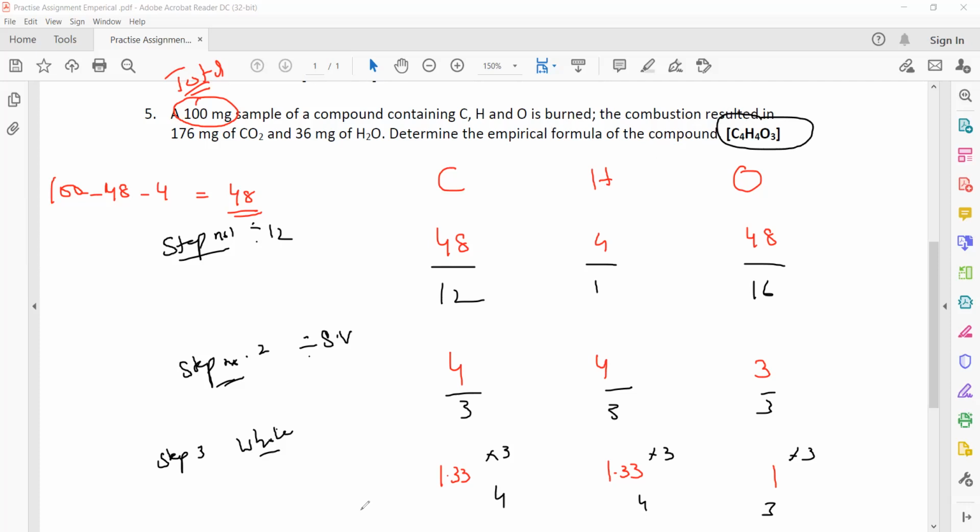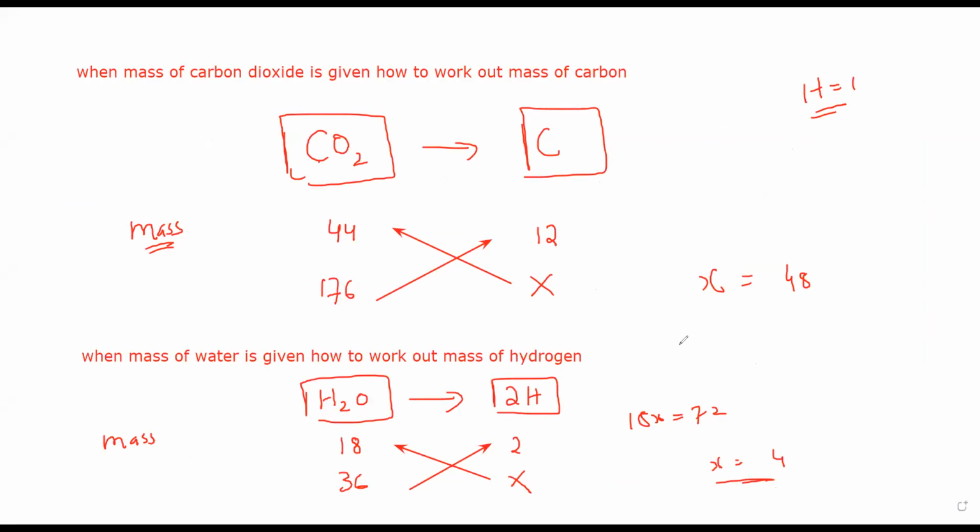The important thing you have to know is that whenever a question involves the mass of carbon dioxide and the mass of water, this is always the way to work out the mass of carbon and hydrogen. Always the ratio will be 12 is to 44 when you are working out the mass of carbon, and it will be 18 is to 2 when you are working out the mass of hydrogen.